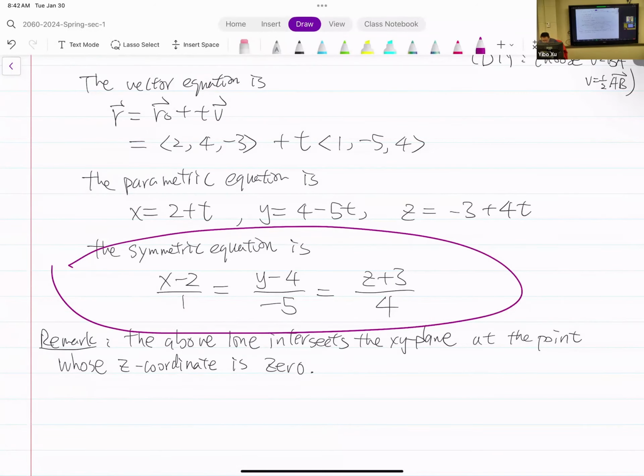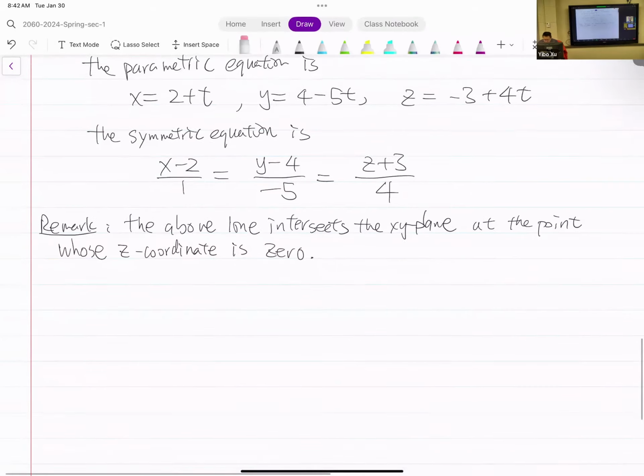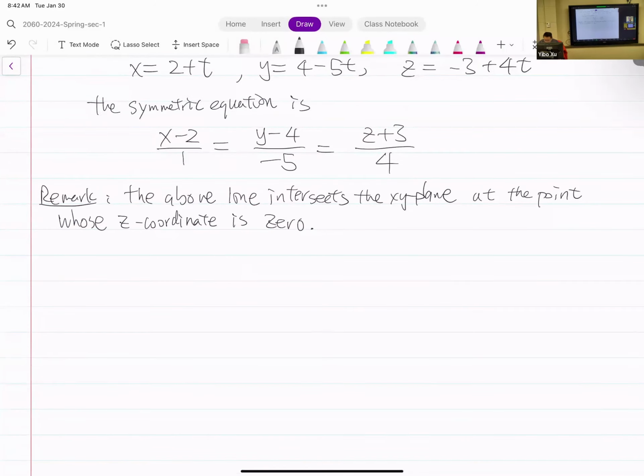And here we want to talk about the intersection between the line and a coordinate plane. Okay, so the xy plane, that's it. If you want to find the intersection between this line and the coordinate plane, the xy plane, you just need to realize that the point on the xy plane has its z coordinate equal to 0. This remark is the remark that I added at the end of last class.